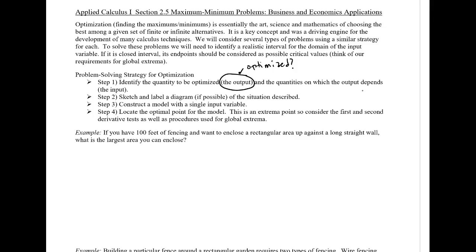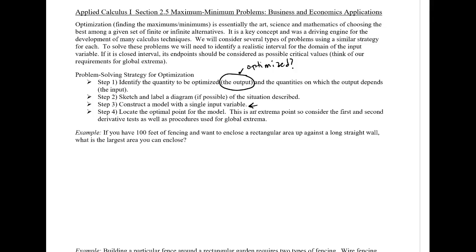Step 2, we're going to sketch and label diagrams if possible, especially if it's a geometric problem. We can use that to help us out. Step 3, construct a model with a single input variable. This is going to be very important for us because a lot of the things we're going to deal with have more than one variable. Think about, in geometry, if we were talking about a rectangle, length and width, we're not going to want both L's and W's. We're only going to want one. All the derivative rules we've talked about so far only have dealt with one variable, right? What's the derivative with respect to x? Those kinds of things. So what that means is we're probably going to have more than one equation floating around in the problem. So we'll see which ones we can deal with.